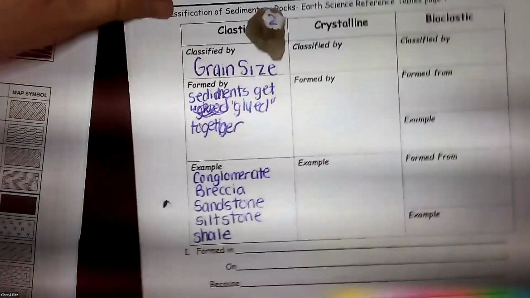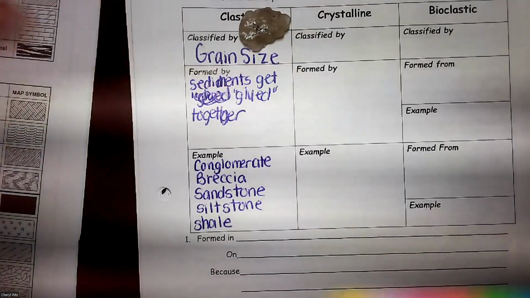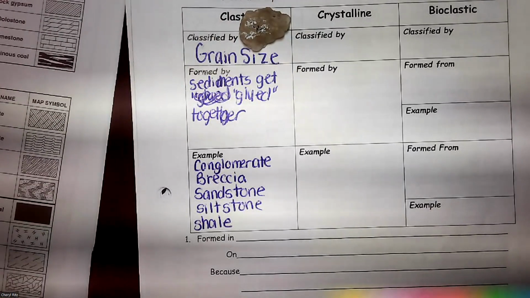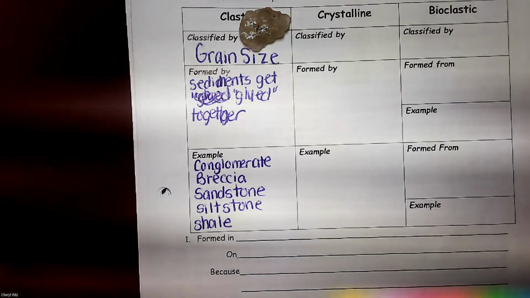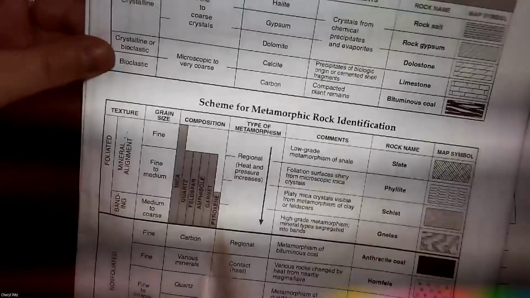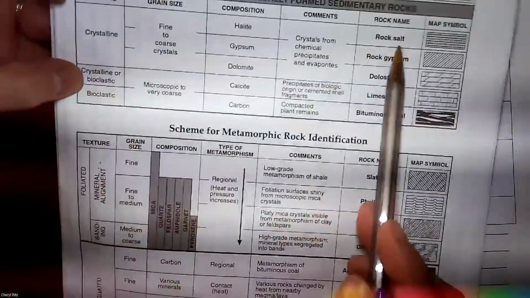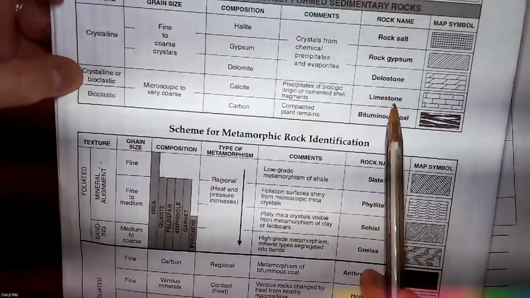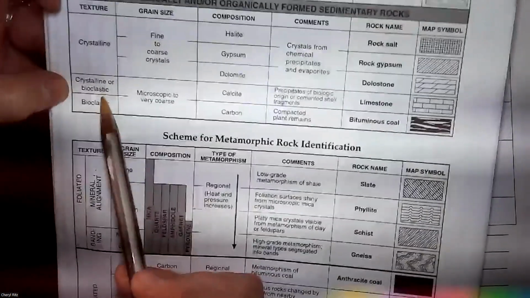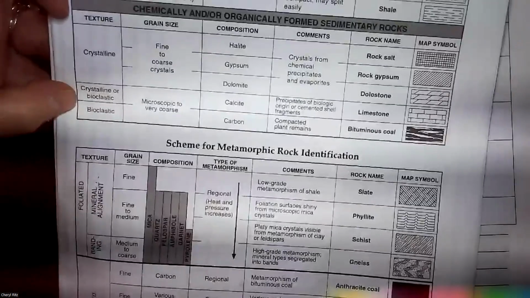Here's an example of a crystalline rock. When we look at the reference table for crystalline, there's technically 4 crystalline. We have rock salt, rock gypsum, dolostone, and limestone can be crystalline or bioclastic.